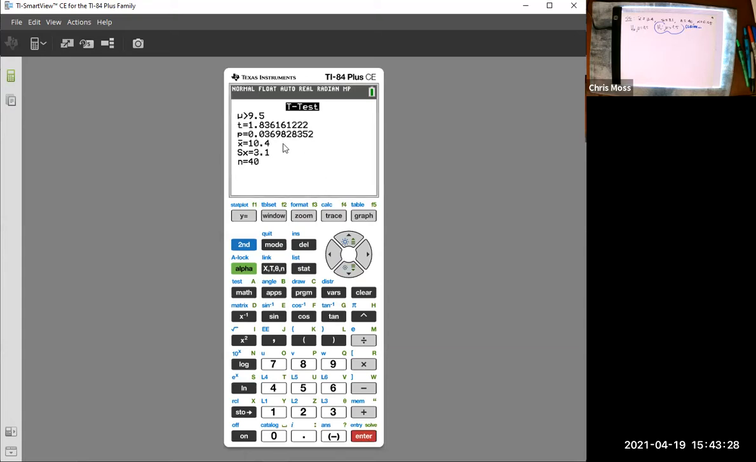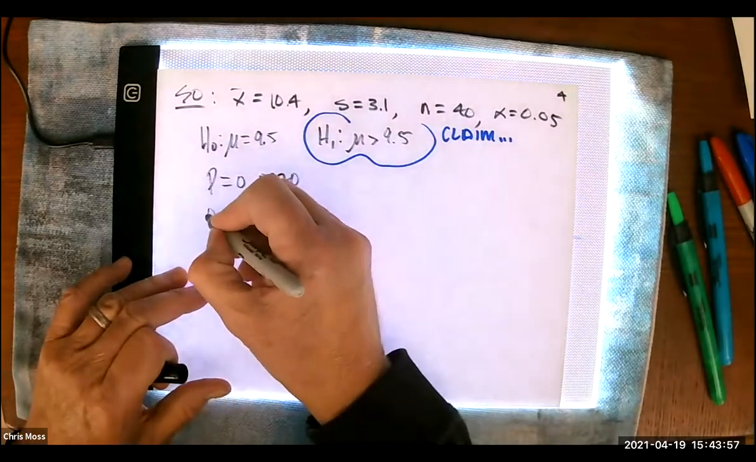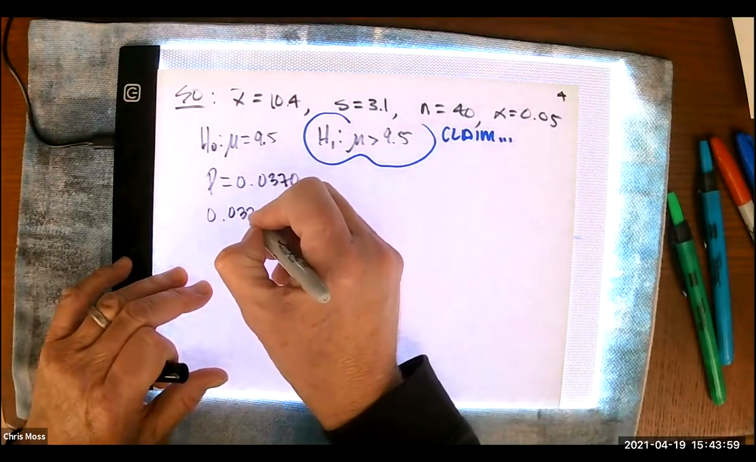And there's my test statistic, there's the p-value, 0.03698. So that 8 makes this 9 a 0, so 0.0370. So p equals 0.0370. Three significant digits. It's a probability. The calculator's done its job. There's my p-value, 0.0370.